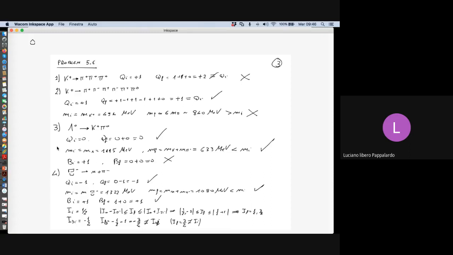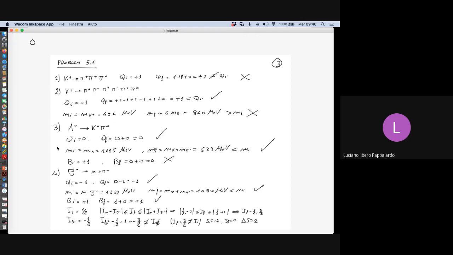Okay, and in fact, if you now check the strangeness, the strangeness of the initial state is -2. We have 2 strange quarks. The strangeness of the final state is 0. You don't have strange quarks in the neutron and the pion. And so we have now a delta S equal 2.